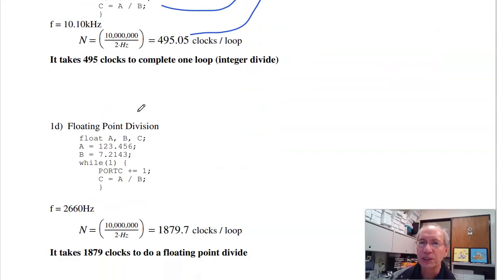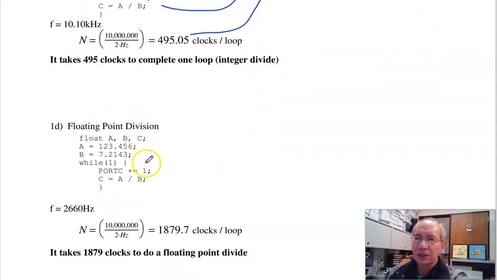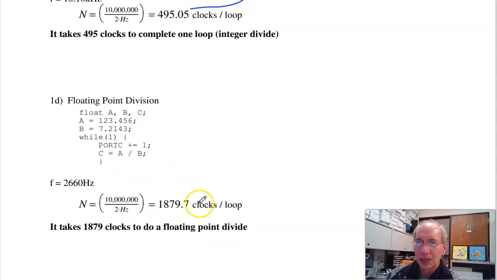Let's try floating point division. Floating point division takes 1,800 clocks. So back in 173, you probably did everything in floating point.